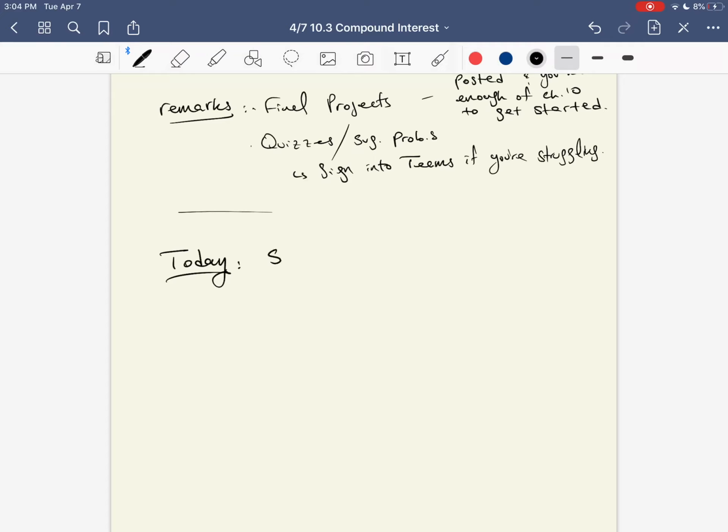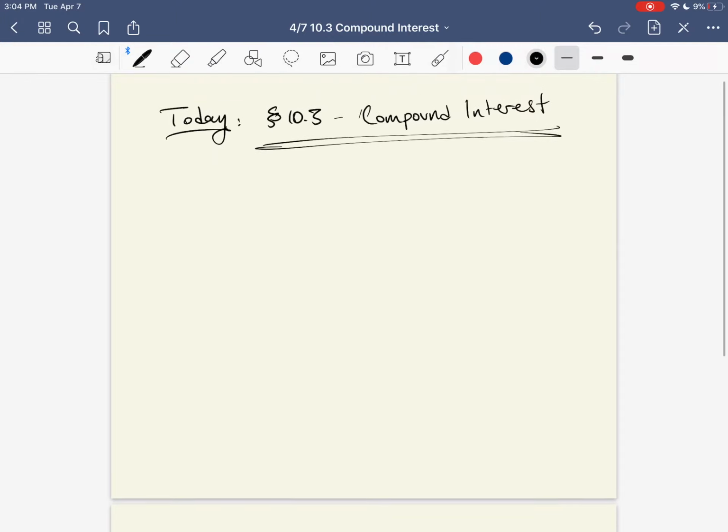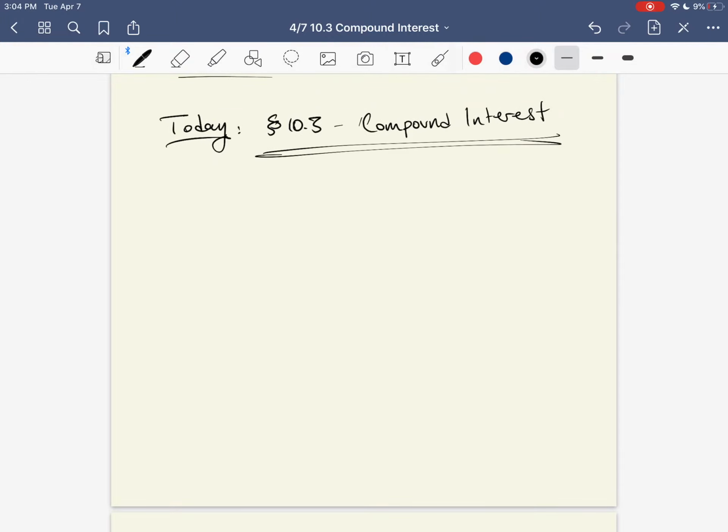Our topic is section 10.3 on compound interest. So this is really probably the more important form of interest. If you remember last time, we talked about simple interest, which pops up sometimes, but definitely not as often as compound interest pops up. But it was a good way to ease into this topic. So let's recall what that was.